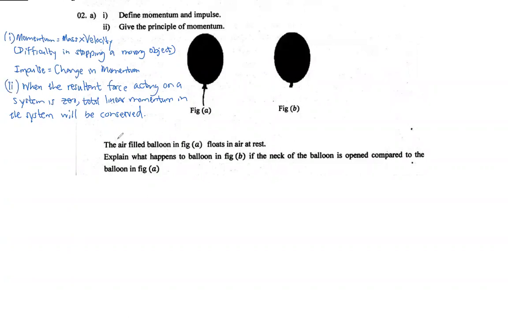Next part: the air-filled balloon in figure A floats in air at rest. Explain what happens to the balloon in figure B if the neck of the balloon is open, compared to the balloon in figure A. What will happen? It's like, when you are a small kid, you might have done this in birthday parties. What happens when you open the neck?